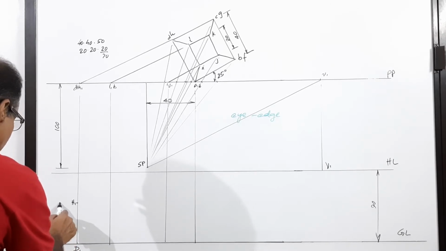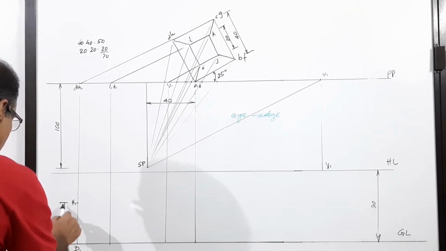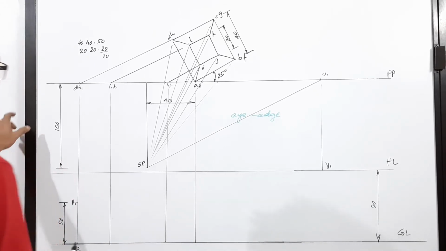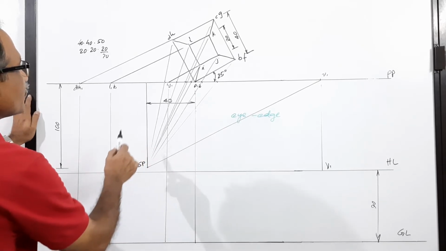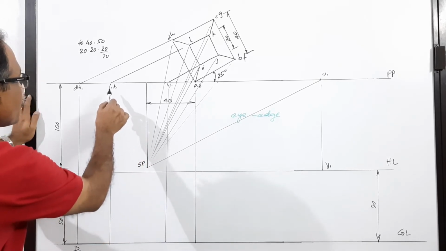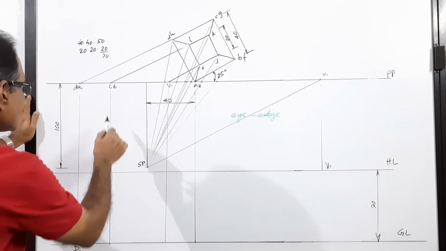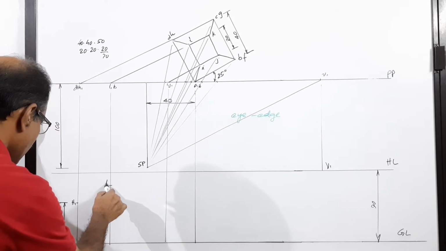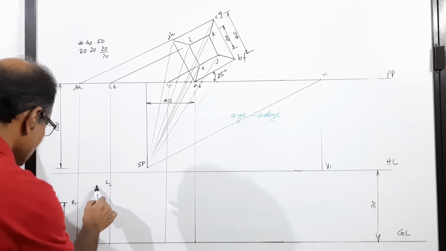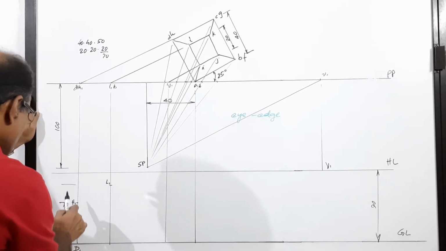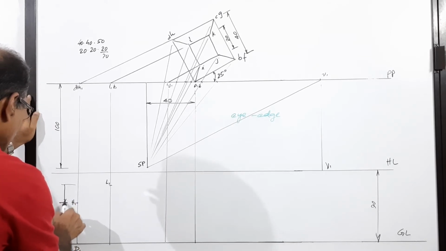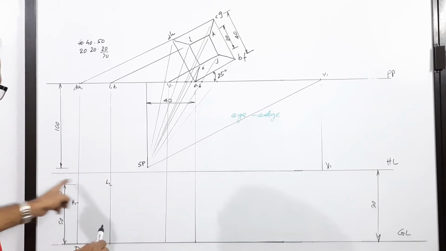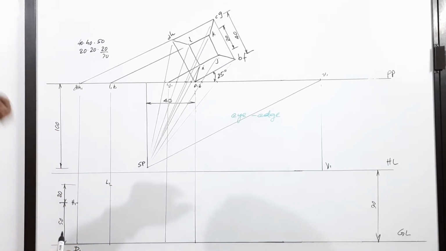H1. This height is 50. Then, where is L1? L1 is 70 mm above the ground. L1. This height is, I mark here, add up 20. L1 height level is 70, so 50 plus 20 is 70.